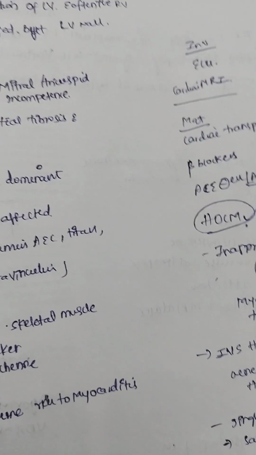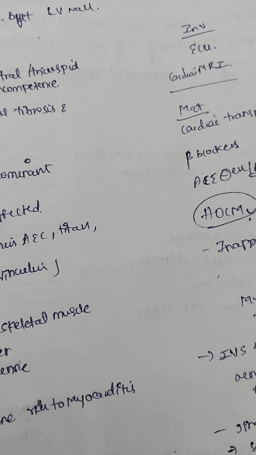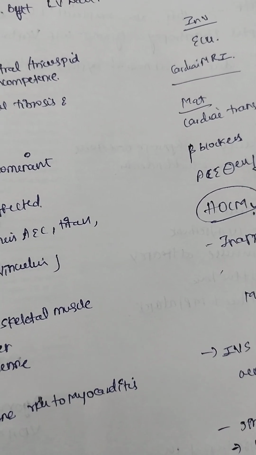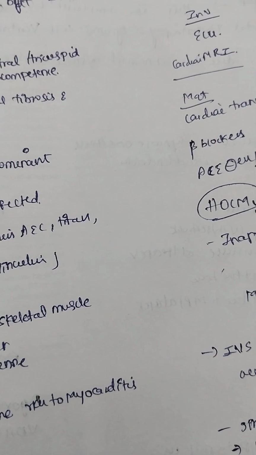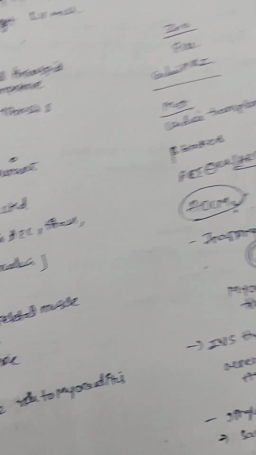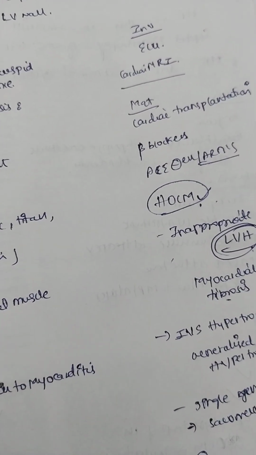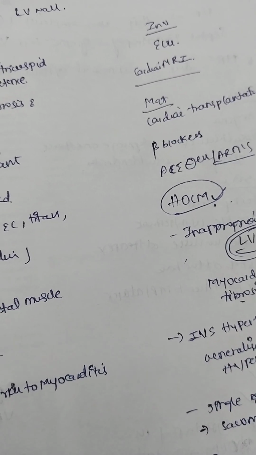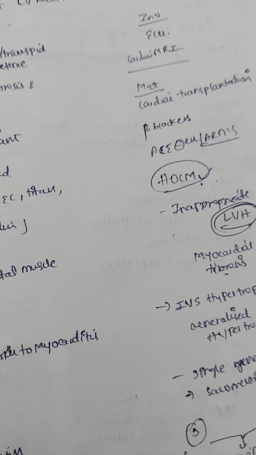Then what drugs can prevent this? You can give beta blockers to prevent sudden death in case of hypertrophic obstructive cardiomyopathy. And ACE inhibitors are cardioprotective, ACE inhibitors and ARBs you can use.